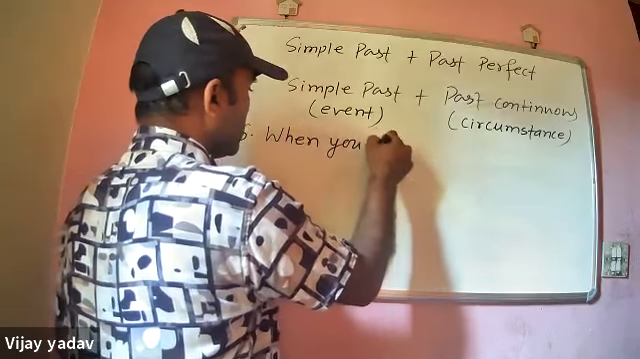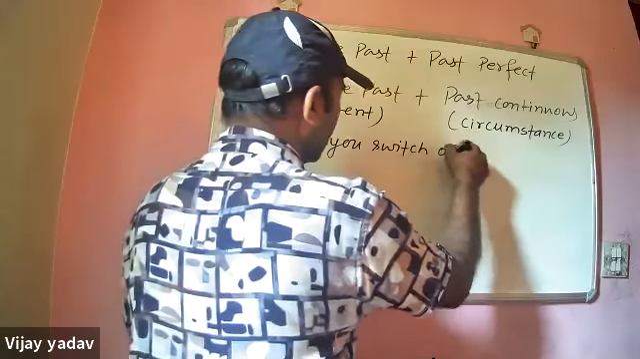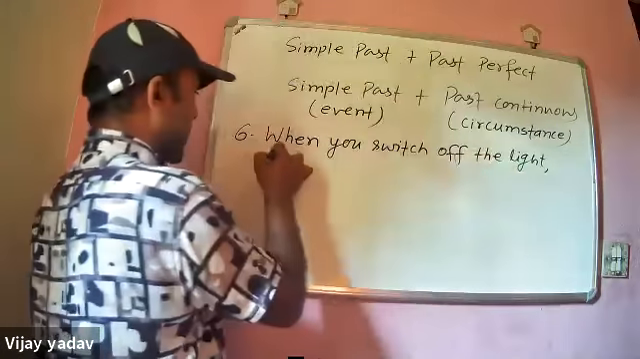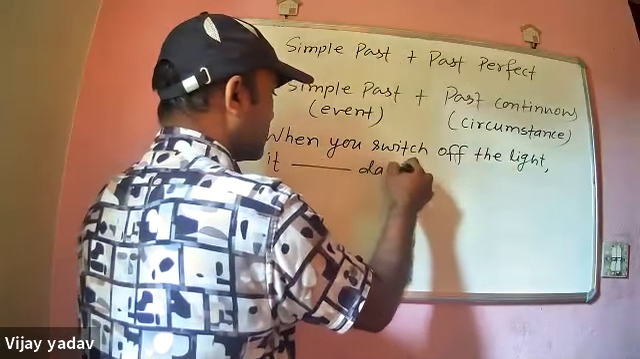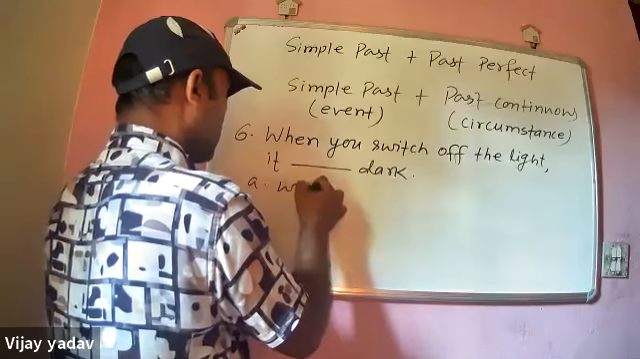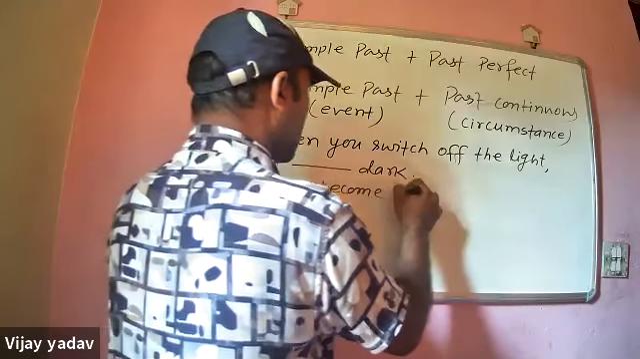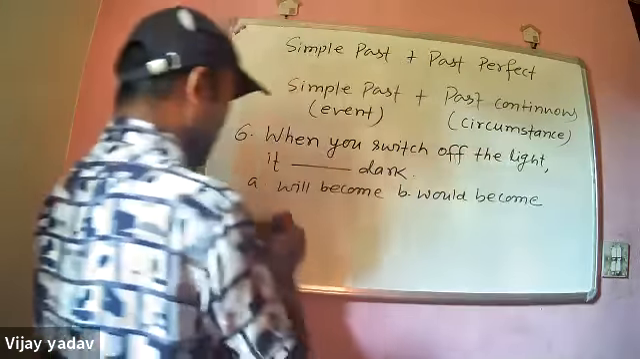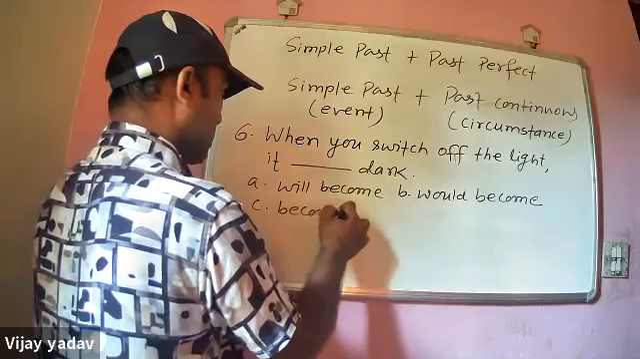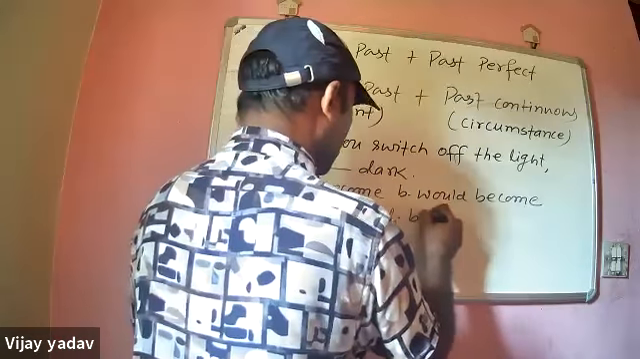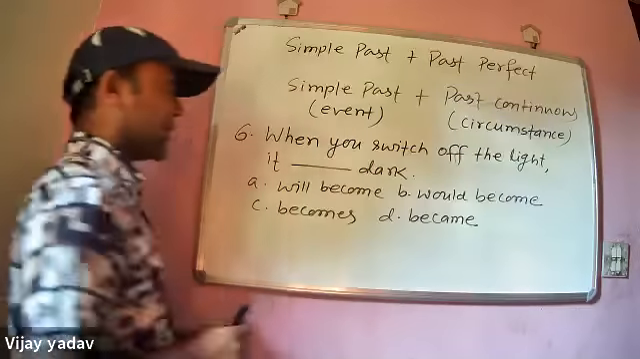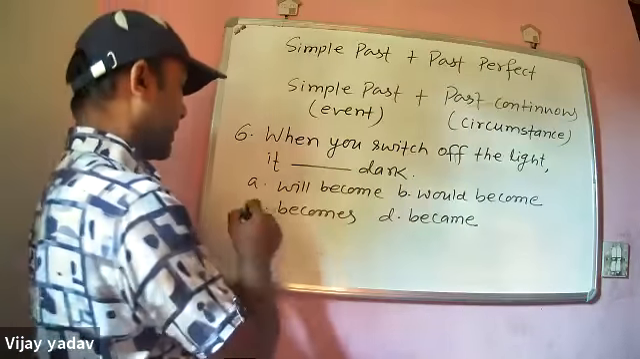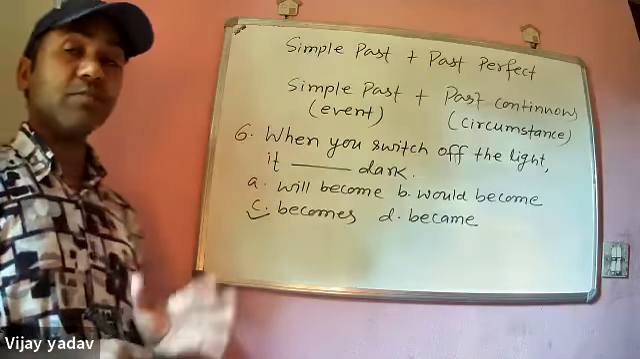Now number 6, when you switch off the light, it dark. Options: A, would become; B, become; C, becomes; D, became. Which option is correct? When you switch off the light, it becomes dark. Option C is correct.